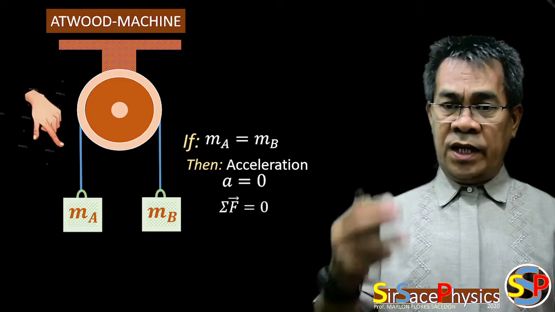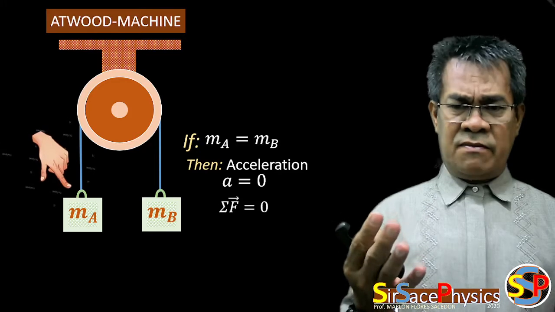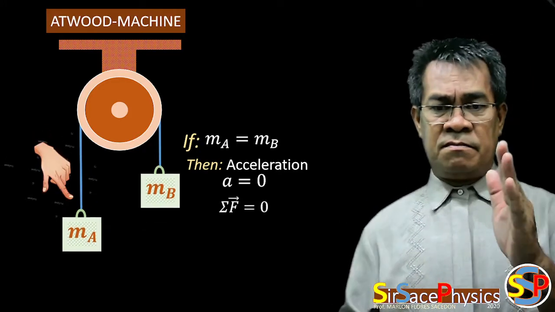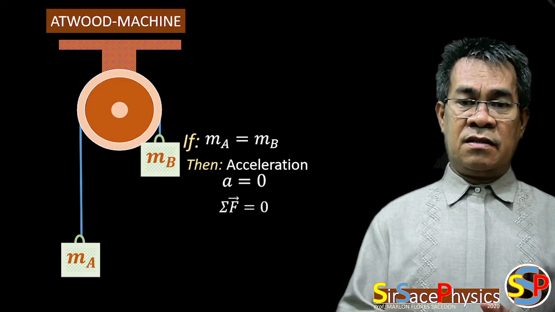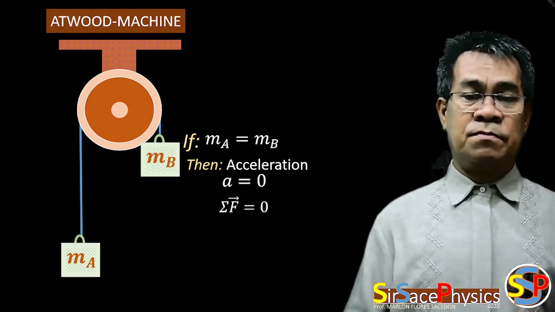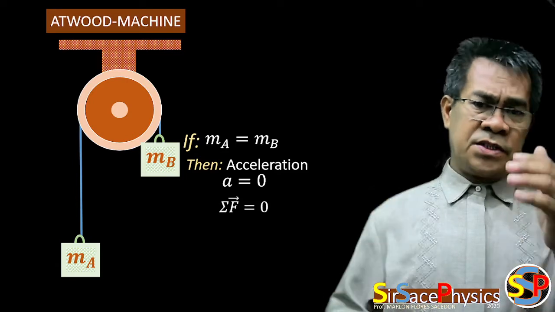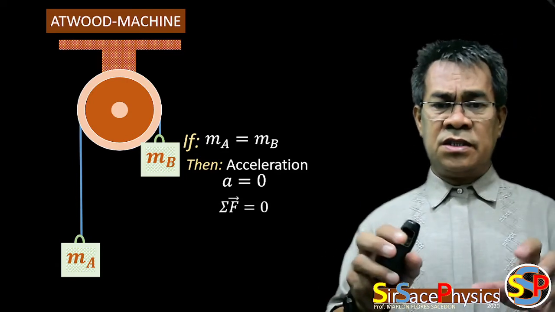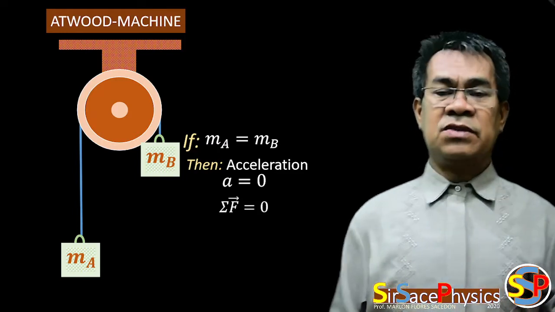But if we apply just a very, very small force to the object, then the system will move, but at constant velocity. Meaning, it undergoes uniform motion because the acceleration is zero. Whether you apply a force on that, the acceleration is equal to zero because they have the same mass and they have the same gravitational force.